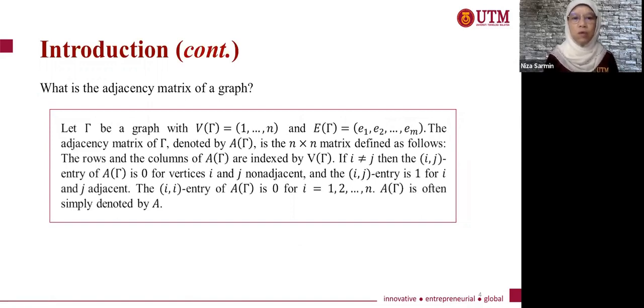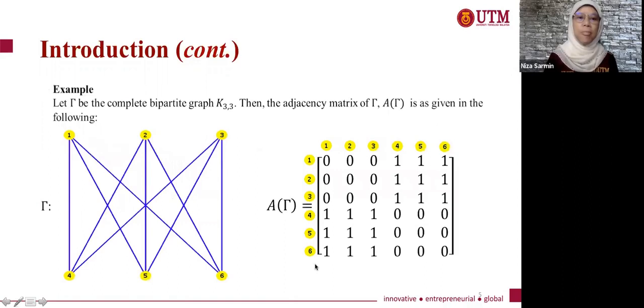So if we have a graph with vertices and edges, and the adjacency matrix is denoted as A to be n by n matrix, and the rows and columns are indexed by the vertices. So if i is not j, then the ij entry is 0 if the vertices are non-adjacent, and the ij entry is 1 if they are adjacent. The ii entry or the diagonal entries is 0 for i from 1 to n. And sometimes we just call the adjacency matrix as A.